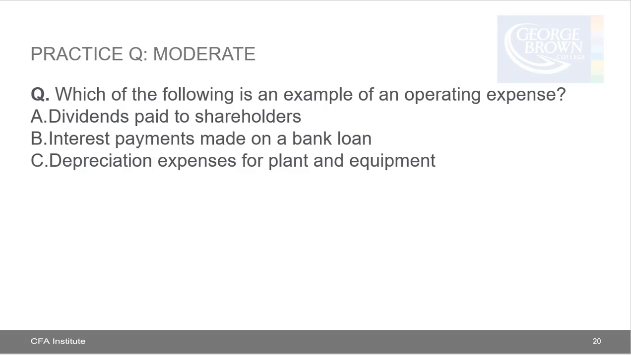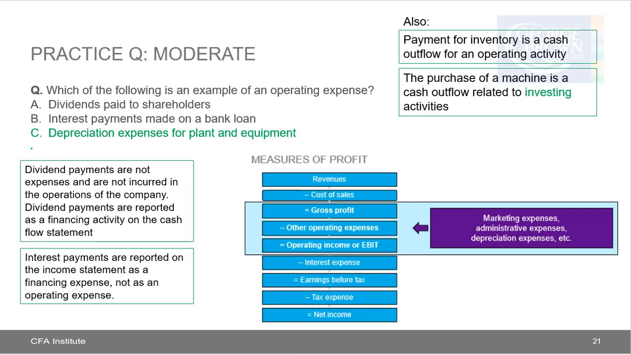So the question is, which of the following is an example of an operating expense? A, dividends paid to shareholders; B, interest payments made on a bank loan; or C, depreciation expenses for plant and equipment? I think you'll agree with me that that question is not too difficult. Which of the following is an example of an operating expense? Depreciation expense for plant, property, and equipment.